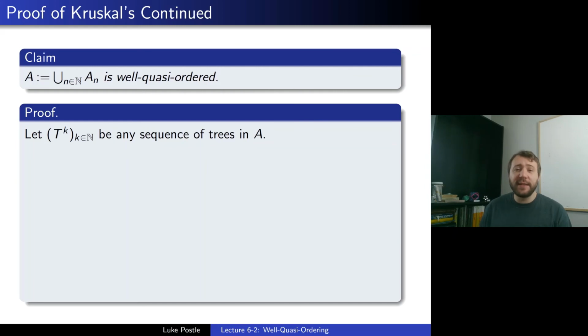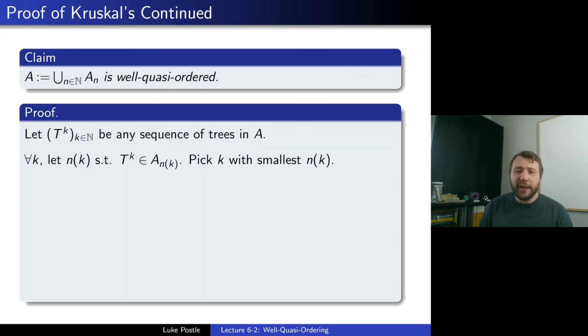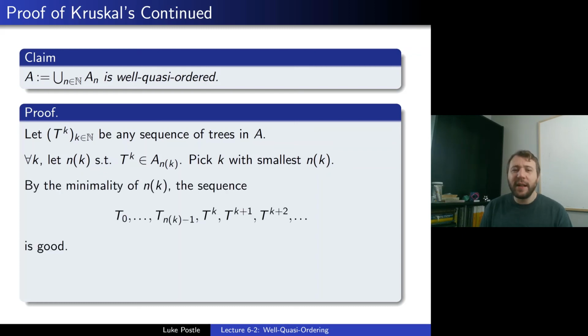So you take an infinite sequence of trees in A. How do we make any sense of it? Well, for every k, there has to be some nk where tk is in A of nk. It has to be in some An set. And we'll pick k with the smallest nk, so again using minimality type arguments. In this infinite sequence, tell me which one first appeared in the A's. Single that one out. And by the minimality of nk, look at this sequence. So I'll change my sequence of trees again.